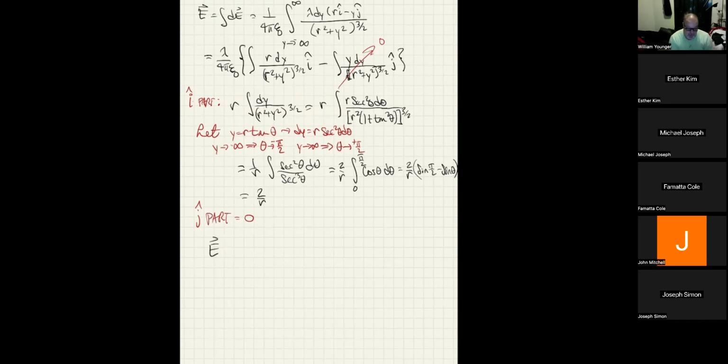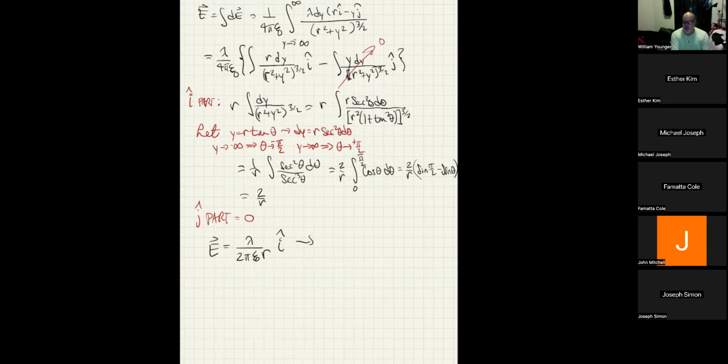I'm just going to write this answer out. E is equal to lambda over 2 pi epsilon naught r, and that's going to point in the i hat direction. But in reality, since we can rotate around the z axis anywhere we want, that means it could point anywhere.